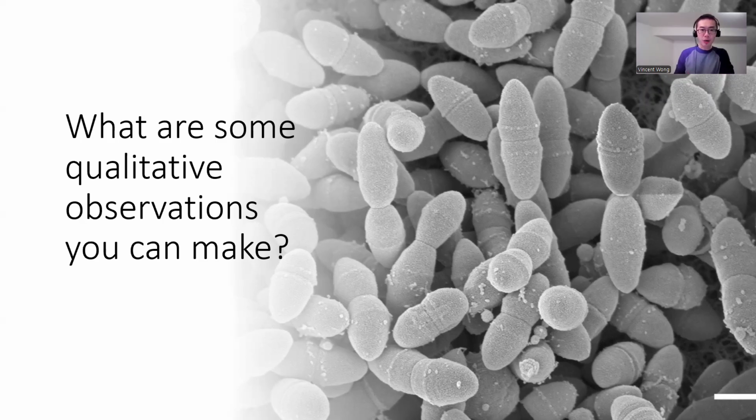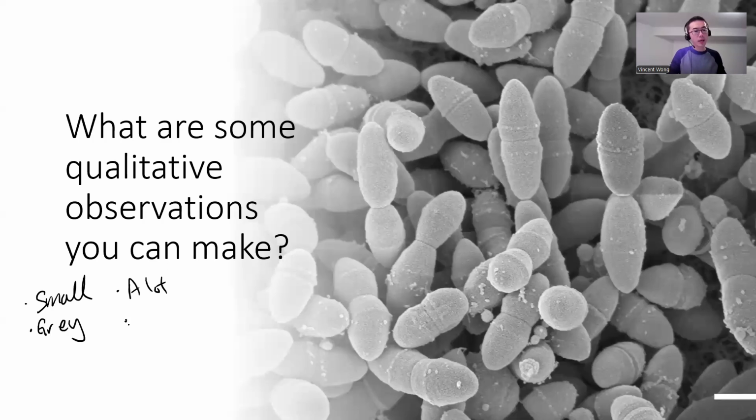Okay, sure. Yeah, they're small. Anyone else? Gray. In color. Yeah, yeah. What else? Small and gray. A lot. Okay, sure. Okay. Now, don't just say shape. Actually, give me the shape that you think, right? Yeah, good. Oval. Right. Very good. So these are all qualitative observations.